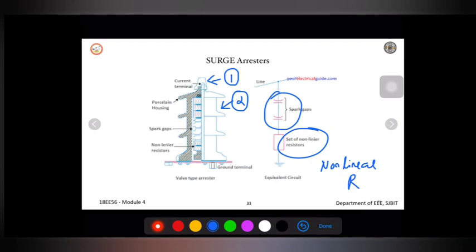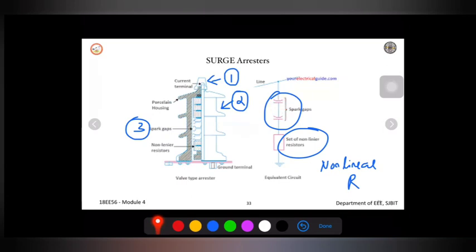And 3 is your series gap. Here you can see that the spark gap is written. These are the gaps. It is not a single gap. If you observe the diagram, there are a number of gaps here. Here is one gap, here is one gap, here is one. Hence we say it is a series of gaps. So we will have a series of spark gaps.